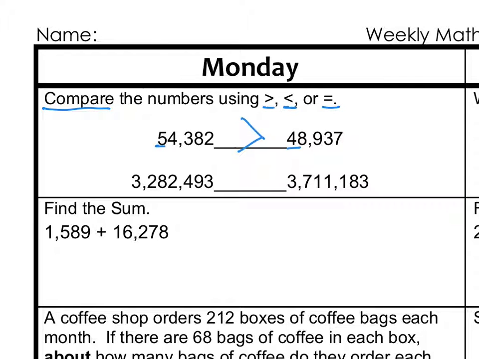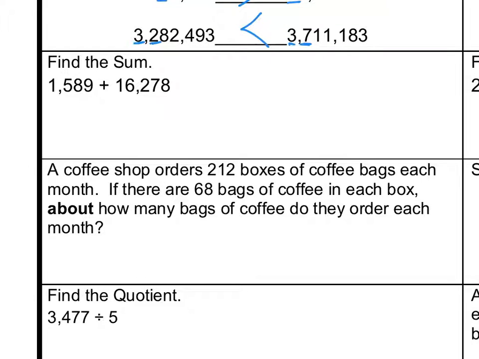So in the beginning, we look at the 10,000s place, and immediately we see that 54,382 is greater than 48,937. But in the second one, we have the same digit in the millions place. We have to go to the 100,000s place. And we see now that 3,282,493 is less than 3,711,183.